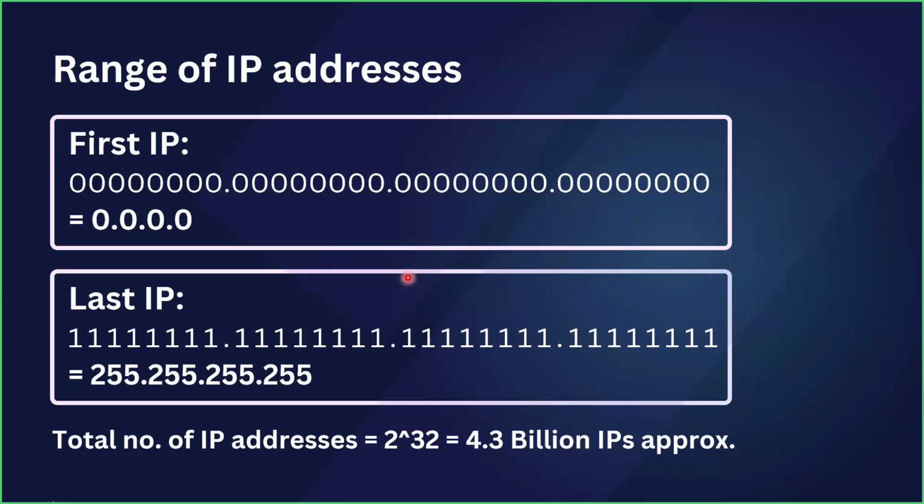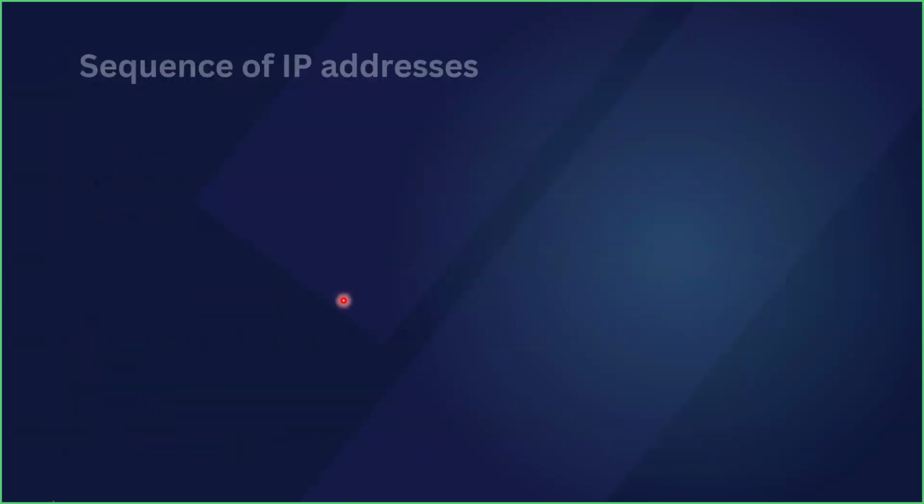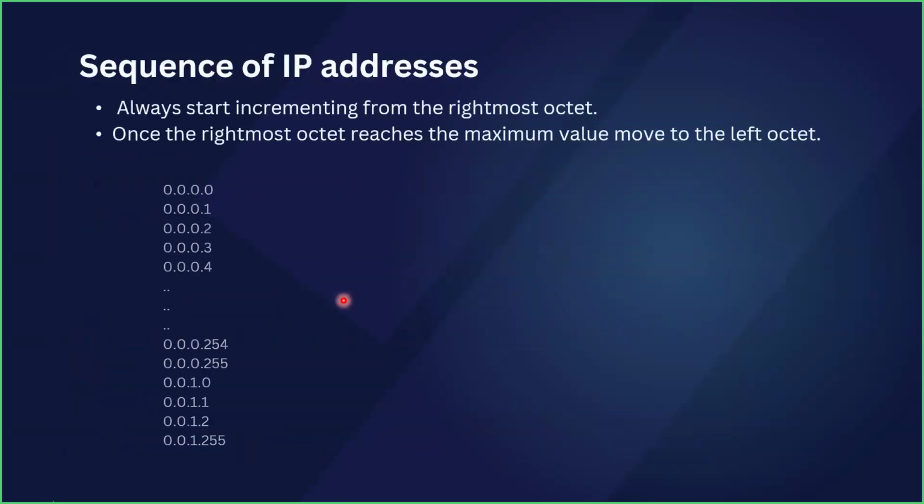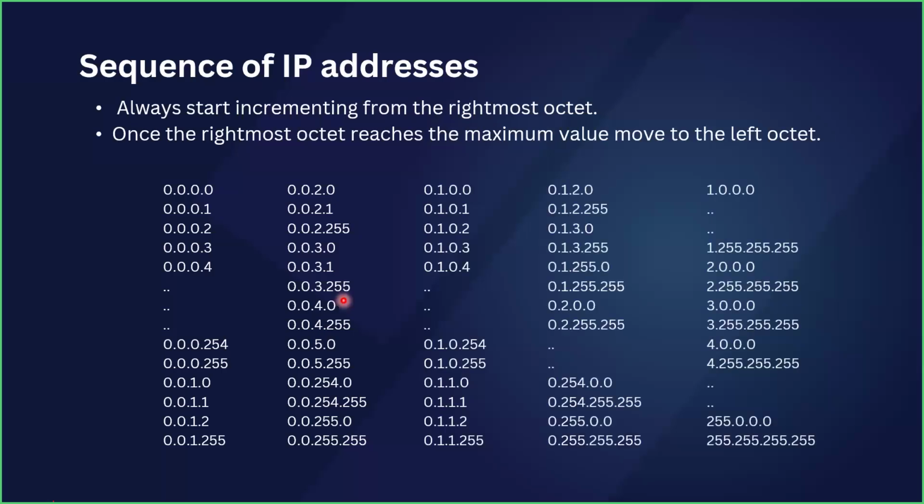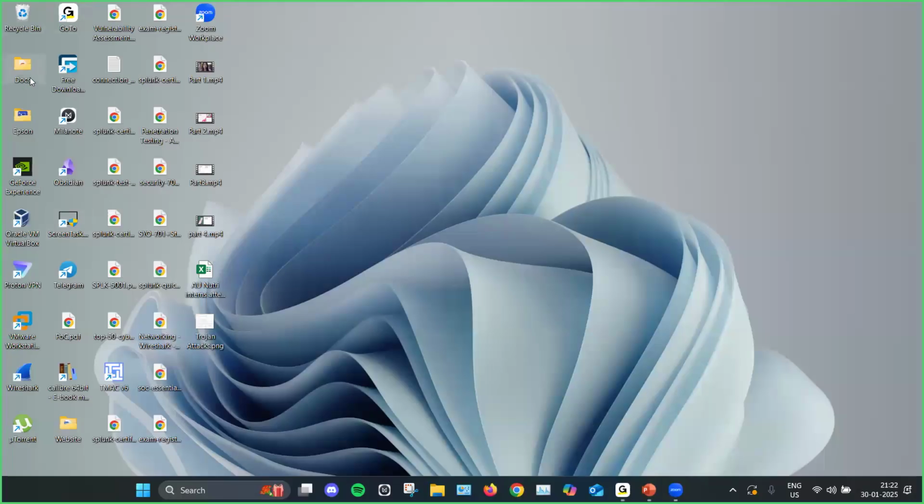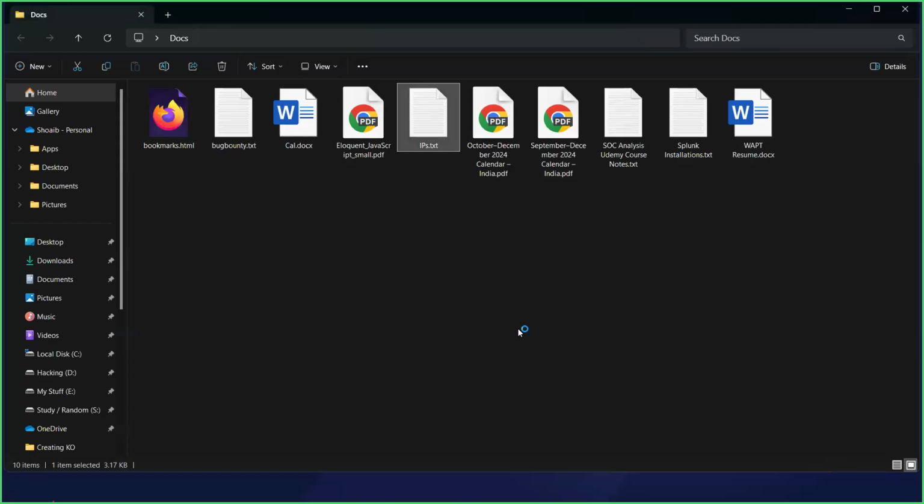Let's talk about the sequence of IPs now. So as mentioned, we know the first IP. We know the last IP. What about the IPs in between? How does that sequence flow? Let's talk about that. Okay. So to explain this, I'll just take a textpad file first.